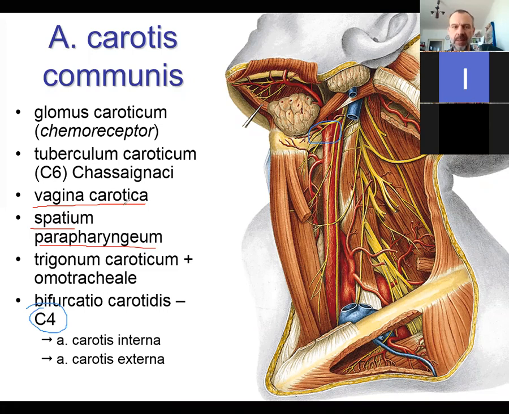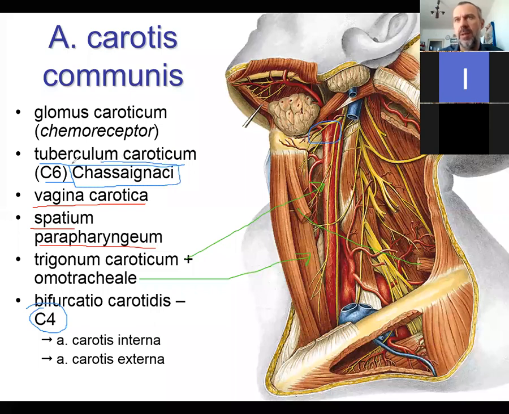And if we look at that, we can see 2 triangles. Yeah, here we have the cut omohyoid muscle. So we can find it in the omotracheal triangle and then in the carotid triangle. And in the carotid triangle, you can palpate it. You can use the ultrasound. If there's a bleeding, we can compress it against the anterior tubercle of the 6th cervical vertebra, which is called Chassaignac's tubercle.